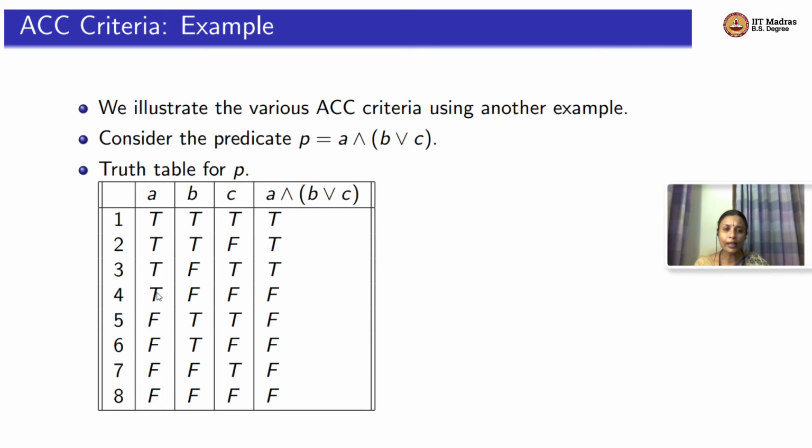But when A is true and B and C are both false, B or C will return false, and this is an AND, this is row 4, the predicate will evaluate to false. And in rows 5, 6, 7, and 8, A happens to be false. So A and B or C, because of the presence of and, A is false in rows 5, 6, 7, 8, the whole predicate will return false. Is that clear? So this is how we write the truth table, and we use the truth table to work with active clause coverage criteria.